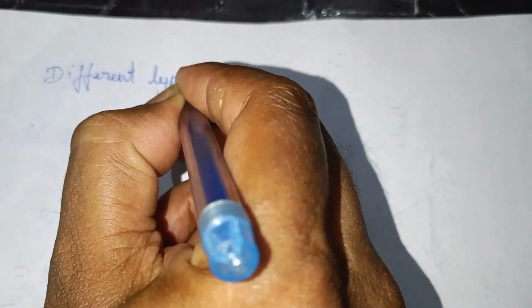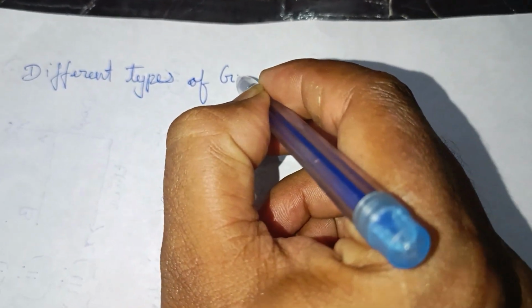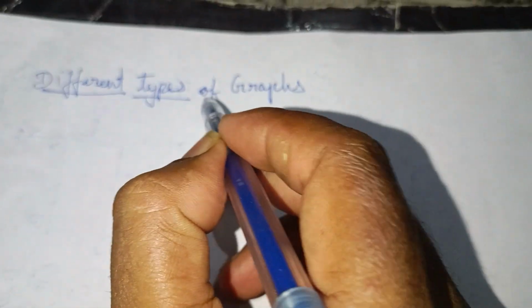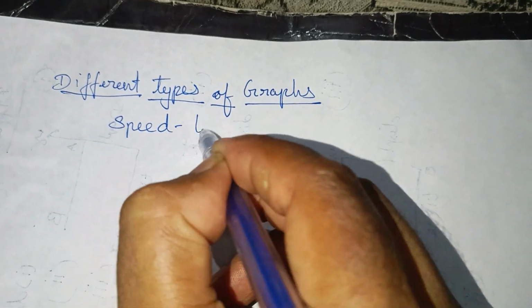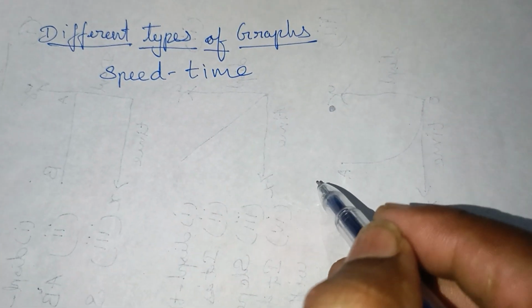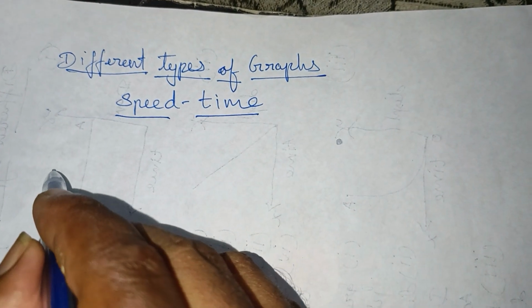Today we are going to see the different types of graphs with respect to speed and time. There are so many types of graphs, and we are going to talk frankly about speed and time. Do you know what a speed-time graph is? It's actually a very simple concept. If you listen to the class, you will come to know what is exactly happening with the graph.